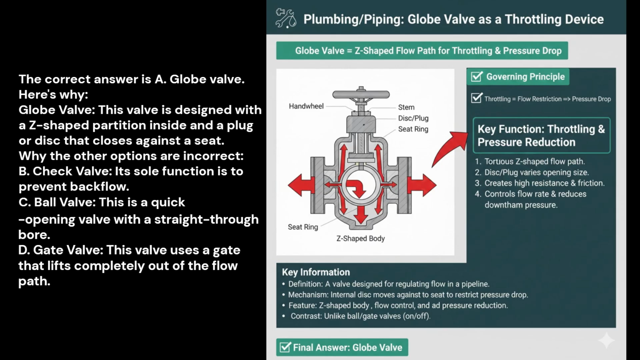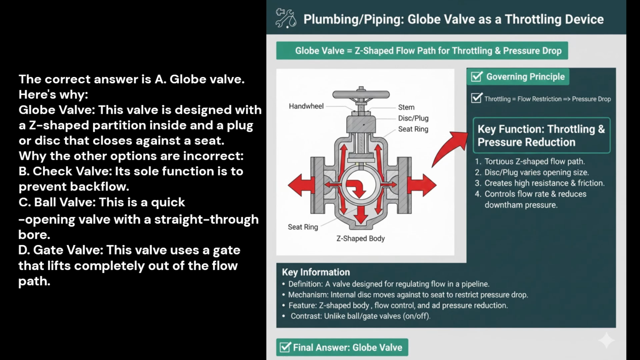The correct answer is A. Globe valve. Here's why. This valve is designed with a Z-shaped partition inside and a plug or disc that closes against a seat. The flow path is not straight. The fluid has to change direction multiple times, which creates significant resistance and pressure drop. This inherent design causes friction and makes it function similarly to a pressure-reducing valve when used for throttling flow.